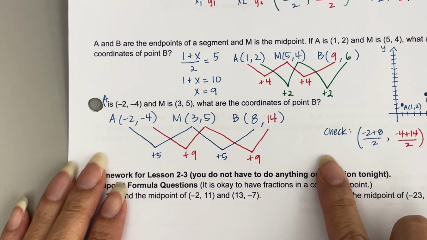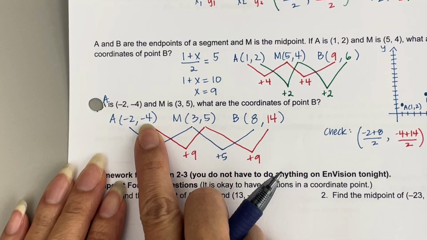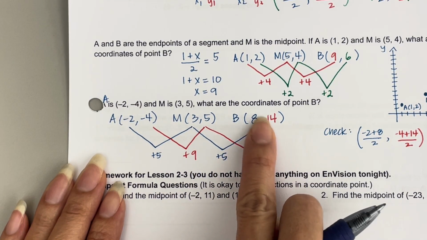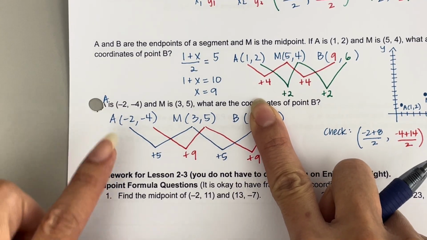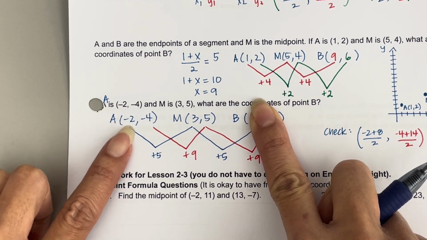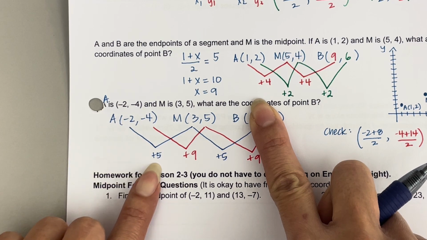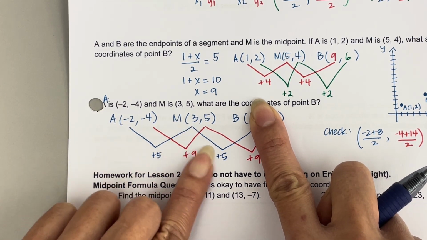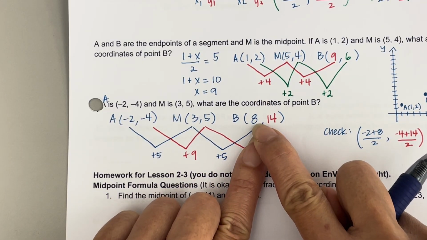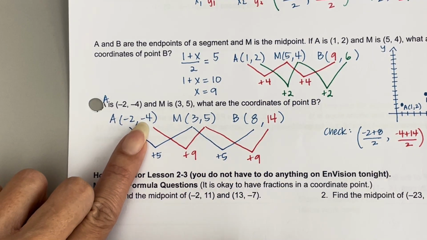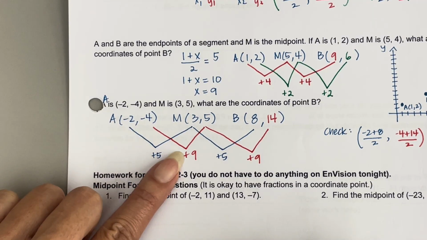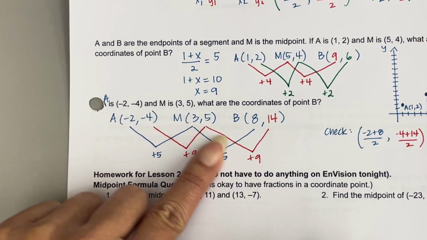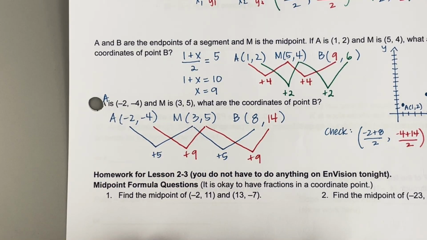Let's try one more. If A is (-2, -4), and the midpoint is (3, 5), what are the coordinates of this? You don't actually know this yet. So between -2 to 3 is an add 5. Sometimes you'll subtract, but in this case, you're adding 5. So I'm going to add another 5 to get to 8, to my end point. This is my first point, -4. In order to get to my midpoint of 5, I need to add 9. And then I'm going to add another 9 to get to my endpoint, 14.